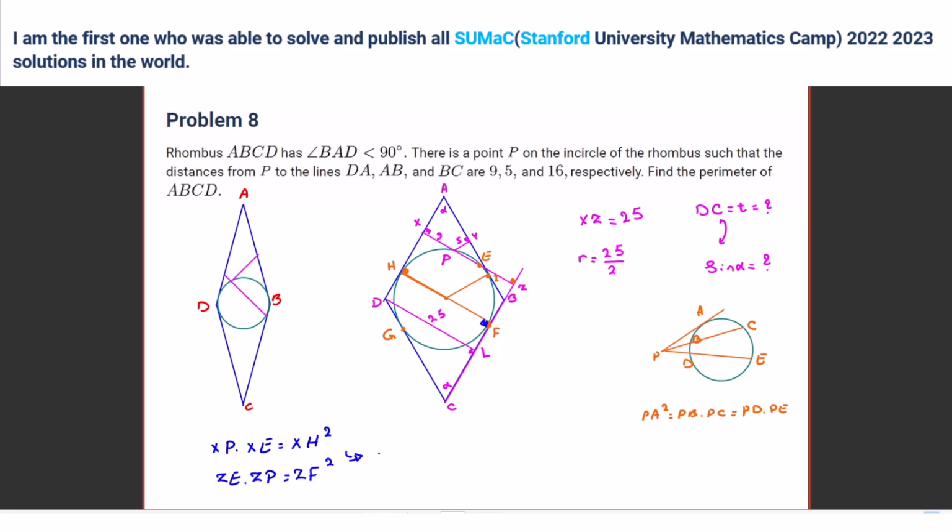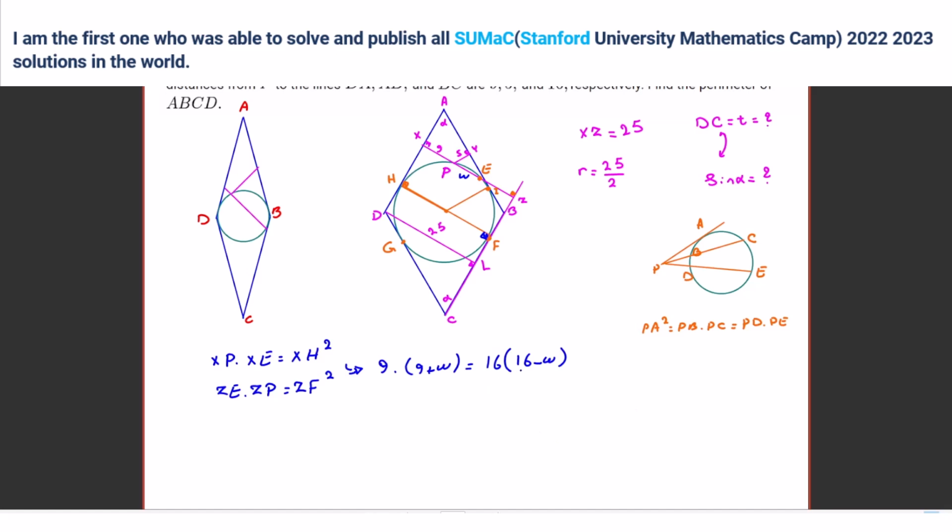Let's check. XP we know is 9. XE, so let's consider this length W, is 9 plus W, right? ZE, we know PZ or CP is equal to 16. So it is 16 times 16 minus W, right? So 25W is equal to 16 squared minus 9 squared, right? It is 7 times 25, so W is 7. Then what? So if W equals 7, ZE equals 9.